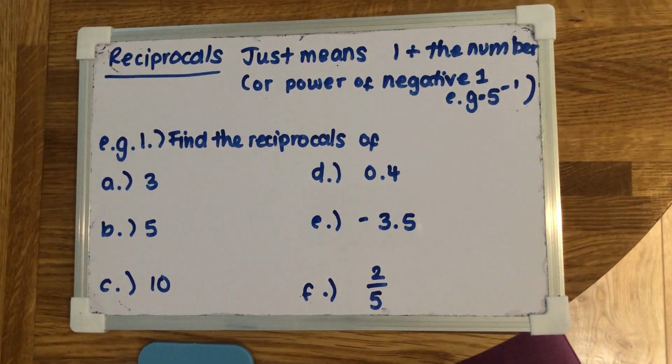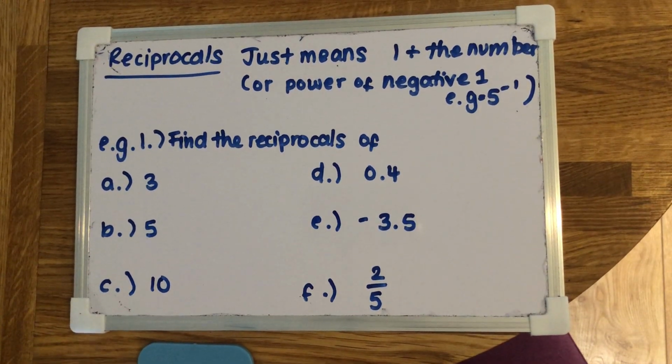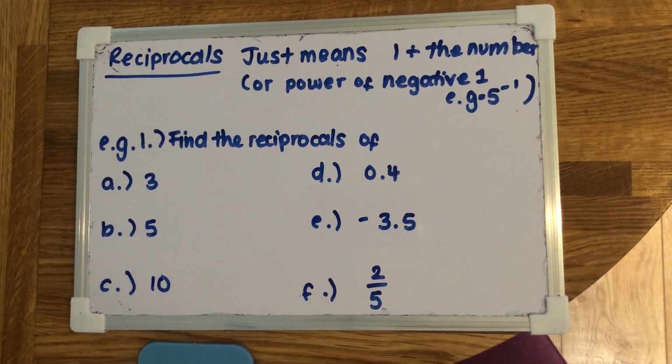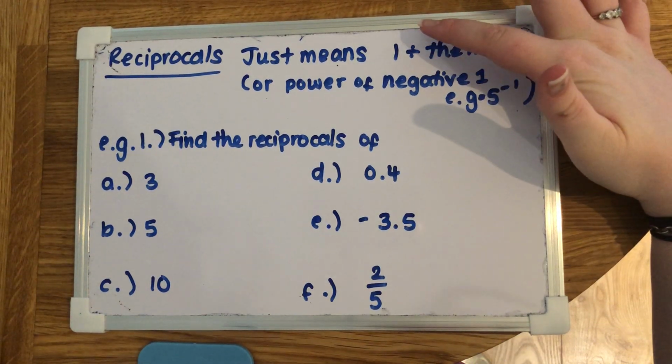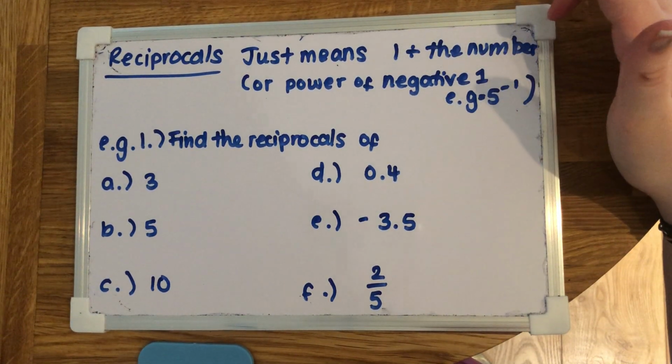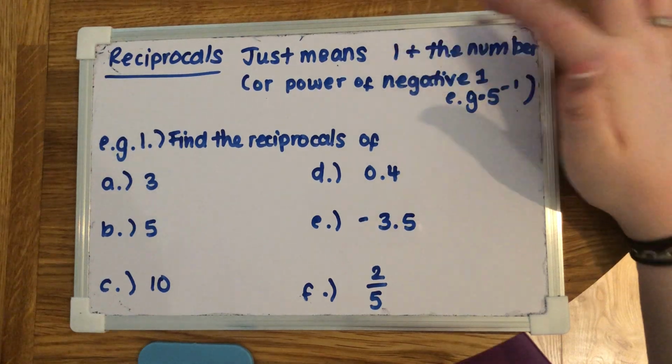Okay, this is a nice little quick topic. So this is called reciprocals. Now, reciprocals is just a mathematical word that you need to remember, and it means that you just divide 1 by whatever number you start with. So you've just got to remember this.